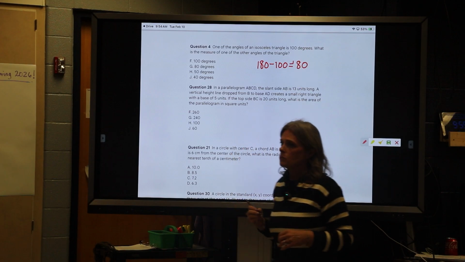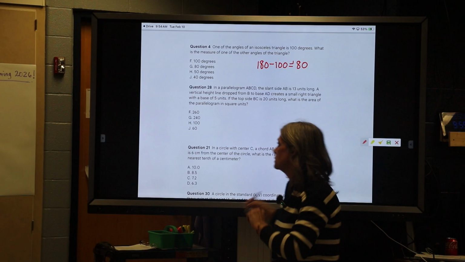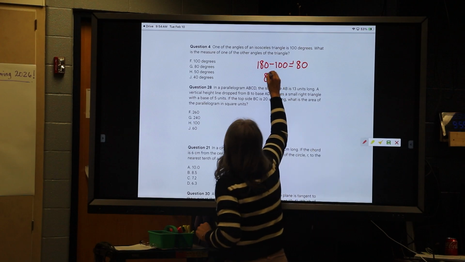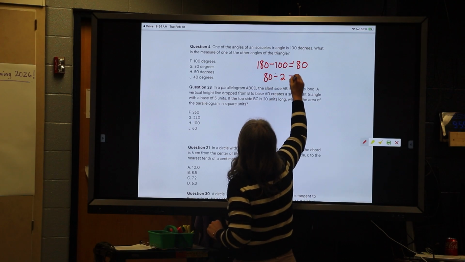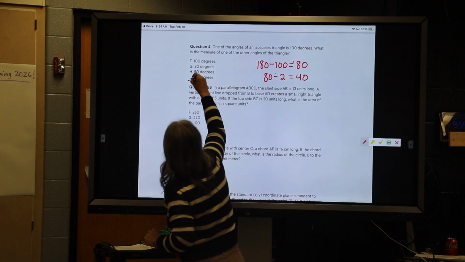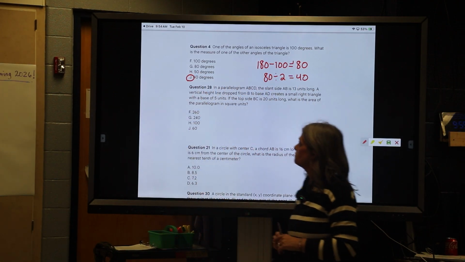Okay, and how many angles do we have left over? 2, so we divide by 2. 80 divided by 2 is 40 degrees. And so this would be J.